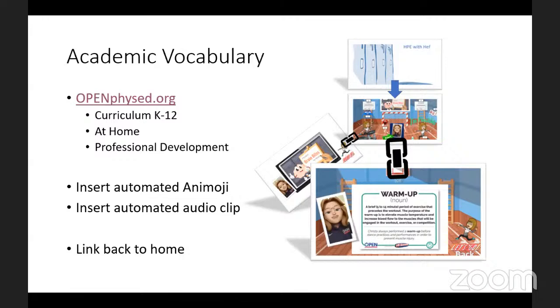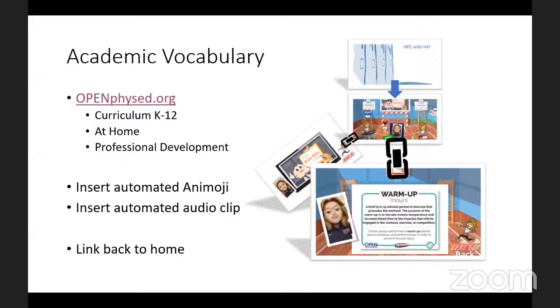Anyway, so openphysed.org is the brainchild of a gentleman called Aaron Hart, and he believed that all teachers should have access to free curriculum resources, no matter how rich or poor their school district was. So he went to a company called US Games. They're a sporting goods company, and they sell physical education equipment. And he proposed that he wanted to get a group of teachers together to create curriculum to give away for free. And US Games said yes.